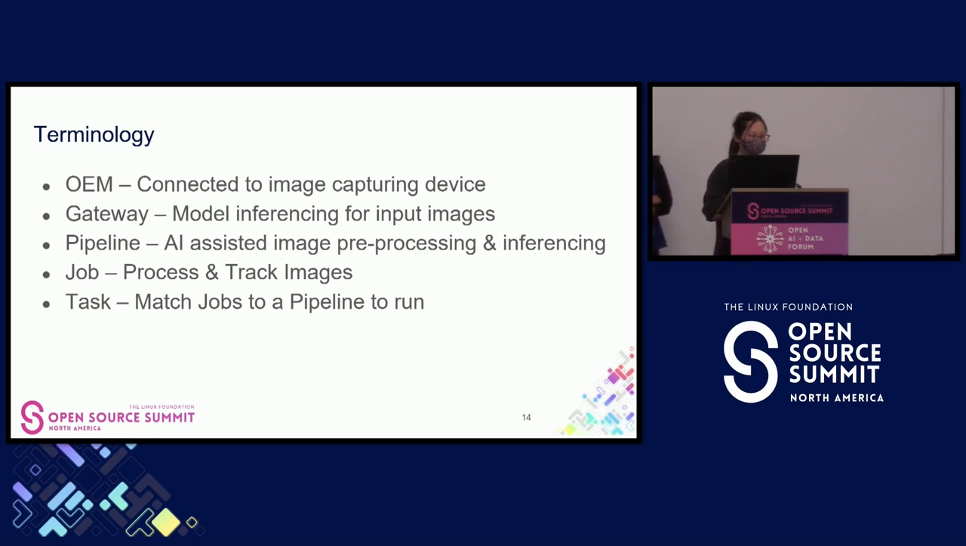We have our job, and this is how we're tracking those input images. We have one job per input image, and we track how those images are processed through the system and also connect our results to that particular image. Finally, we have our task, and this is how we match those input images using keywords from the file name, checking whether it matches or contains a specific keyword in that file name. That's how we figure out which pipeline we should run.